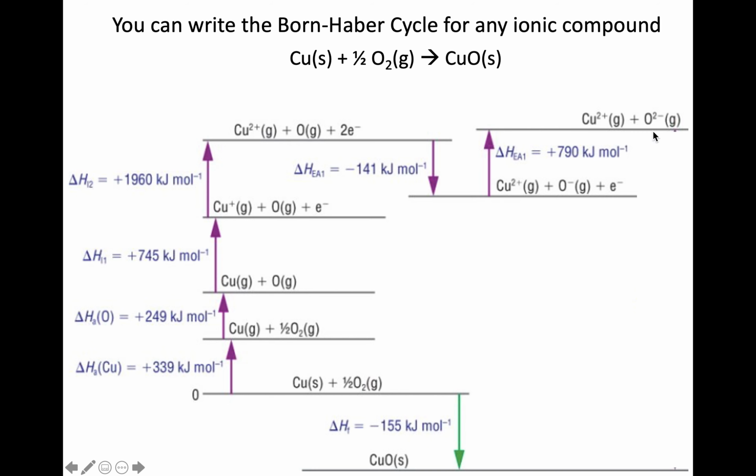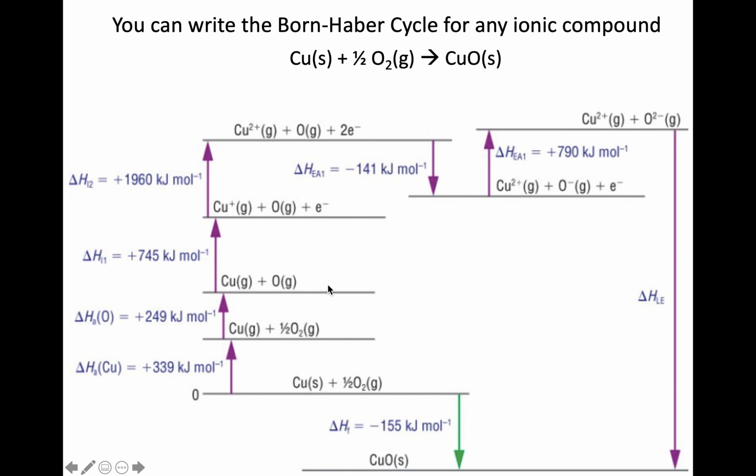This is the point at which we've made our ions. We've made the copper ions, we've made the oxygen anions, the oxide. This is really a lot of energy compared to where we started. What's the key thing that then explains it? The formation of the lattice as those all come together.